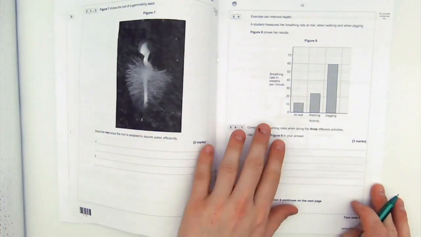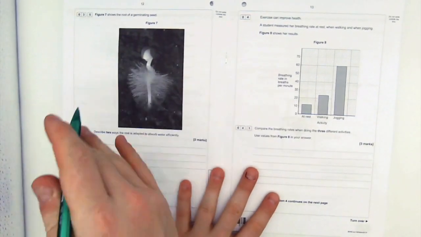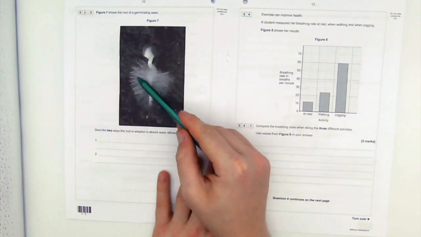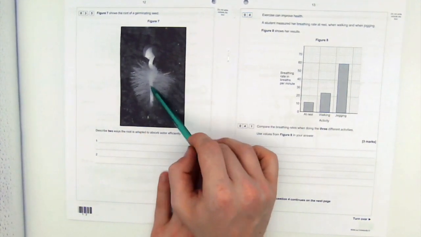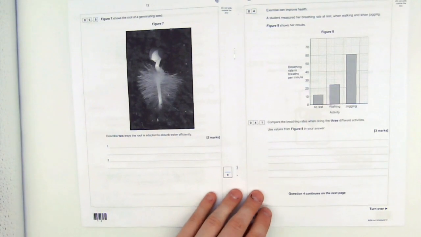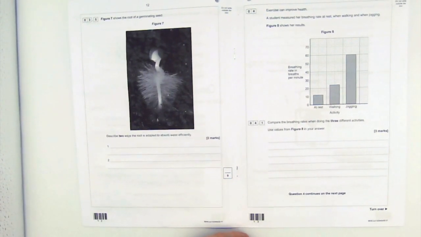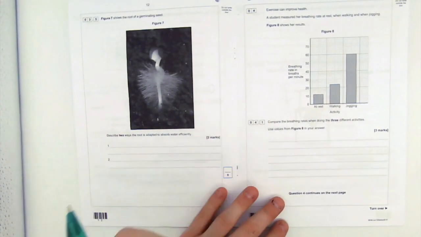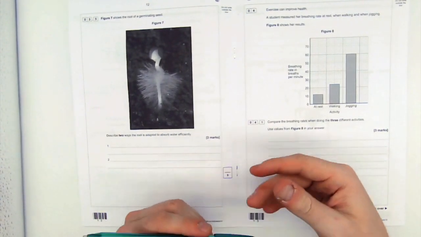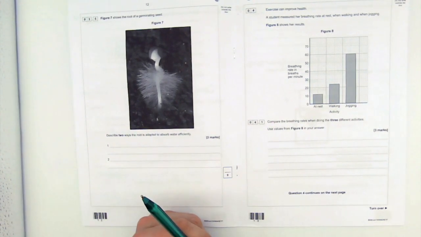So, moving on. Figure 7 shows the root of a germinating seed. Describe 2 ways the root is adapted to absorb water efficiently. Look at all these hairs. That means it's got a superb surface area, and surface area is really important for osmosis. If I have a larger surface area, it means it will happen faster.